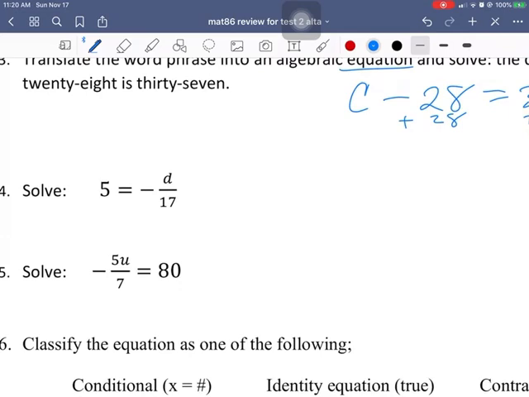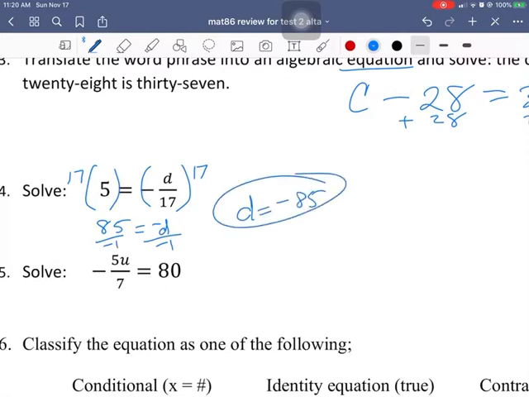Alright, solve for D. You can multiply to clear the denominator. If you don't multiply by a negative 17, then you need to clear the negative now. So D is going to equal negative 85, however you do that. This one has a denominator of 7. You can divide each side by negative 7, or you can divide by a 7. Then you get a negative here if you don't divide by a negative 7. So 560, and then you've got to do the negative.